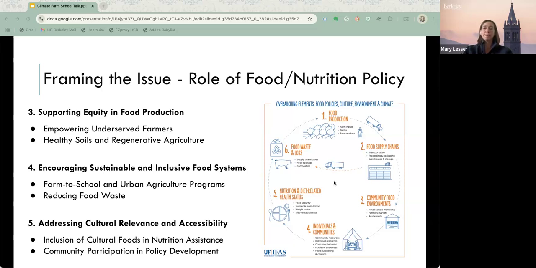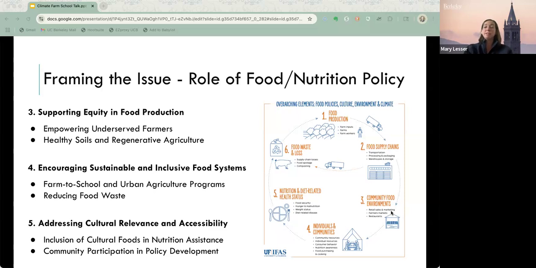And then finally, addressing cultural relevance and accessibility. This is helping to support the inclusion of cultural foods in nutrition assistance programs, making sure to incorporate culturally significant foods into the programs to ensure that diverse communities can access and utilize these resources effectively as well. It's one thing to be able to provide food, but it's another thing to be able to provide food that is not only culturally, but maybe even medically, relevant to those who need access to that food and would benefit from it to help with their health outcomes as well.